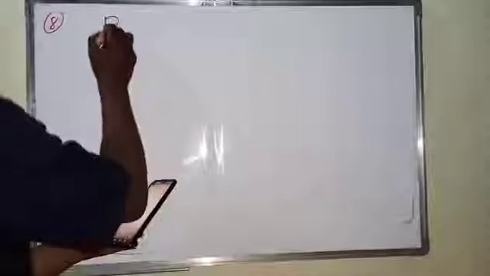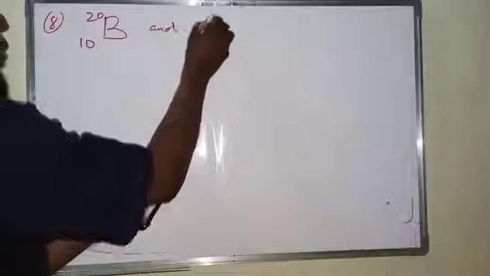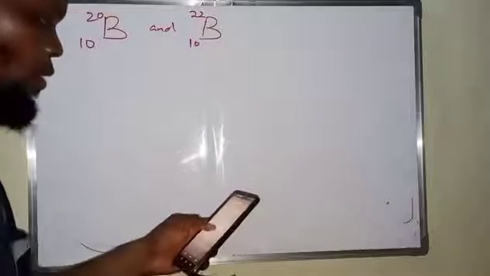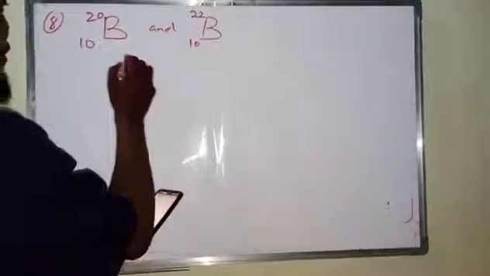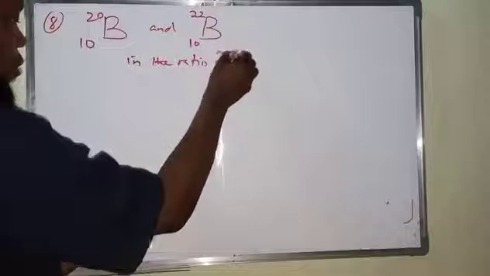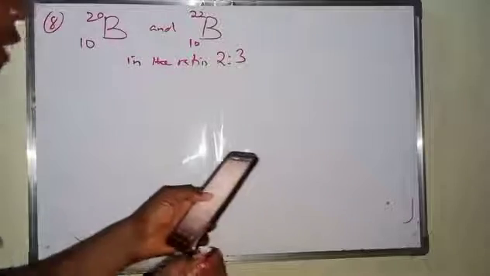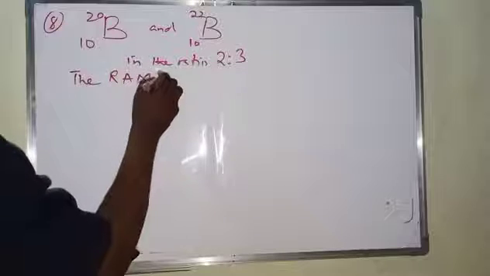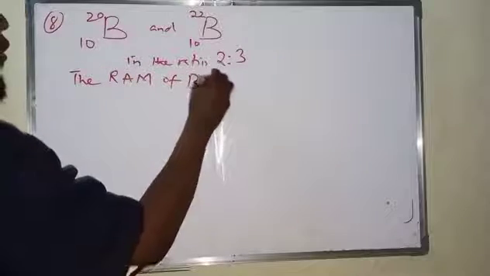Question 8 says an element B has two isotopes, B-10 and B-11, present in the ratio 2 to 3. And the question is, what is the relative atomic mass of B?